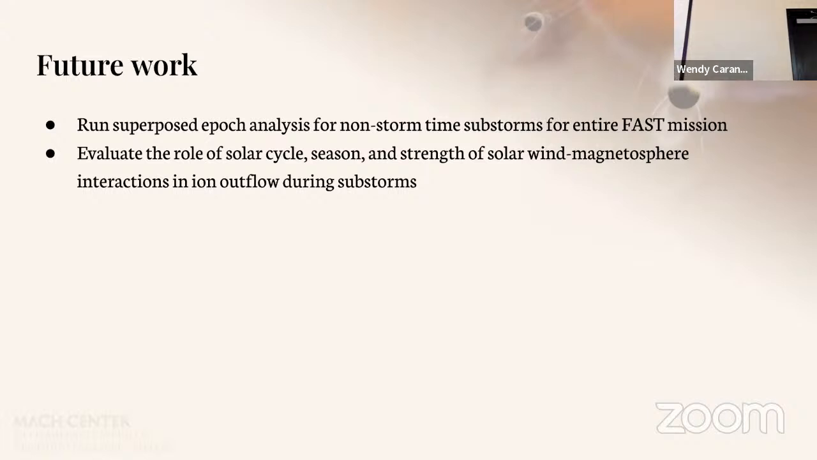In the future, we want to be able to run this superposed epoch analysis for all non-storm time substorms for the entire FAST mission. Like I said, this mission operated from 1996 to 2009, so it covered an entire solar cycle. With this, we would be able to evaluate the role of the solar cycle, the seasons, and the strength of the solar wind and magnetosphere interactions, and see how all of these things affect the ion outflow during substorms. This will give us a bigger picture idea of the role that substorms actually play in atmospheric loss.